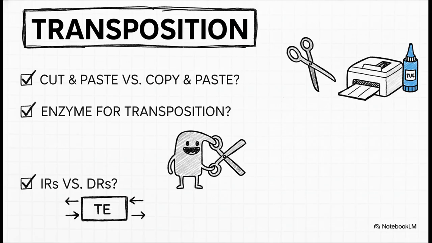Okay, what enzyme do you need for simple transposition? That would be transposase. And now for the big one, what is the difference between an inverted repeat and a direct repeat? Remember, IRs are part of the element, while DRs are created in the target DNA during insertion.